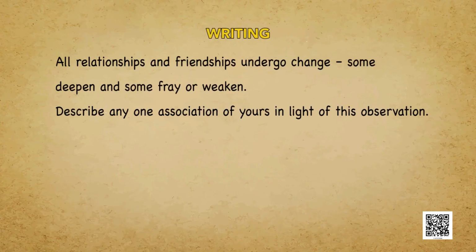And you know, between parents and their children also we can see that. What you have to do is describe any one association of yours in light of this observation. Otherwise, you can take up the relationship that has weakened over time. Either of the two, either you write a poem or a diary entry or a letter to your friend. You write it, you can share it with your friends, with your teacher. You can also share it with us. We will get back to you via our email ID, and we would love to receive your writing.